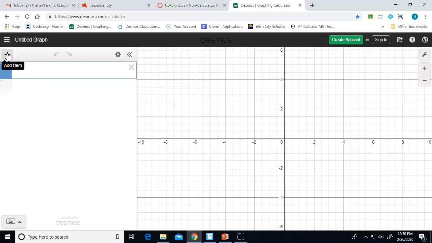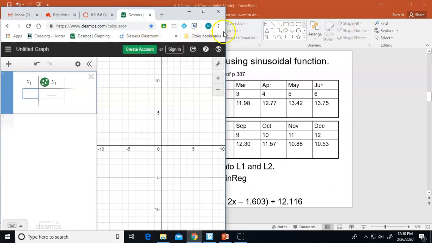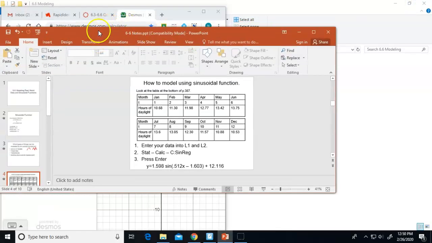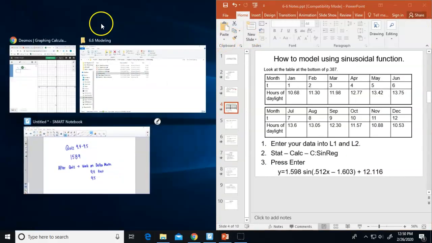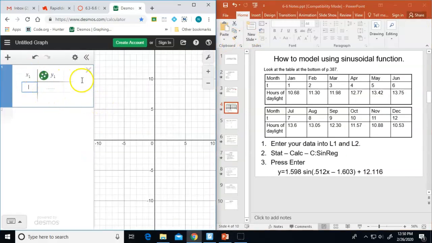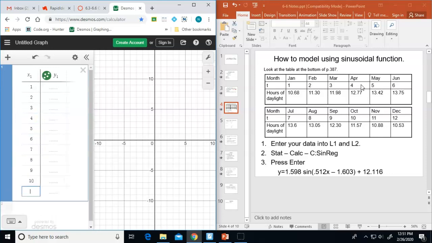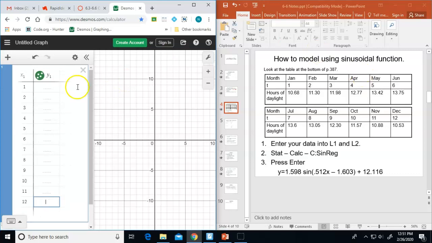So if you click the plus sign up here in the corner and tell it to enter a table. And I'm going to have to move this over here so I can see both at the same time. Alright, so you tell it to enter a table, and it comes up with x1, y1. So you enter all of your x coordinates in the x1 list. It's just going to be 1 through 12. And then you enter the y's in y1.